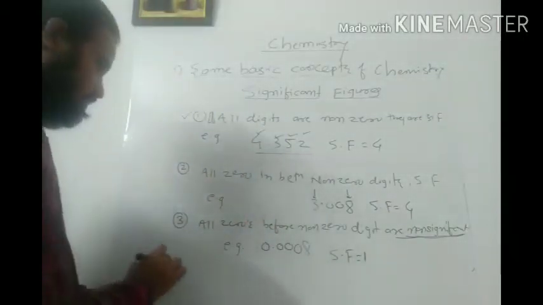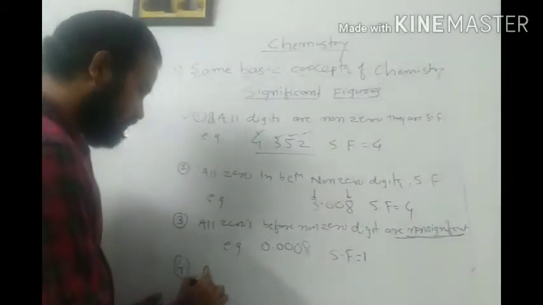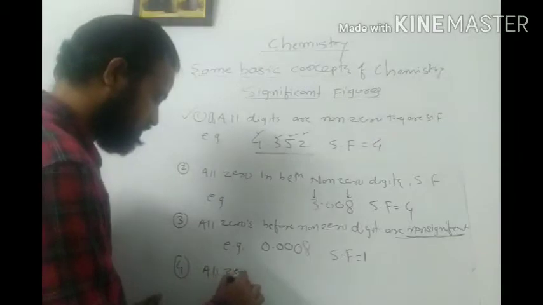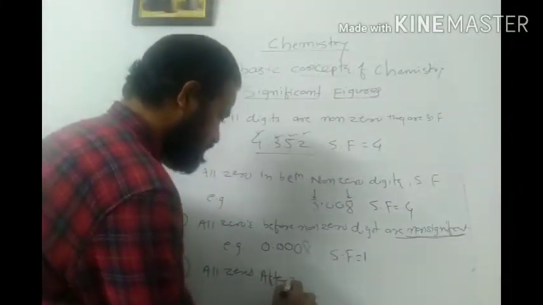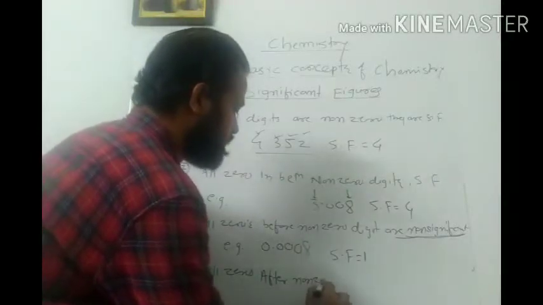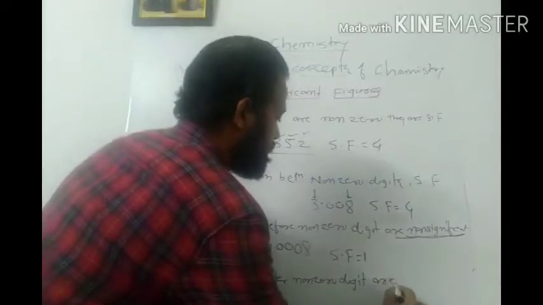Now we will see the next rule, that is the fourth rule. All zeros after a non-zero digit are significant.